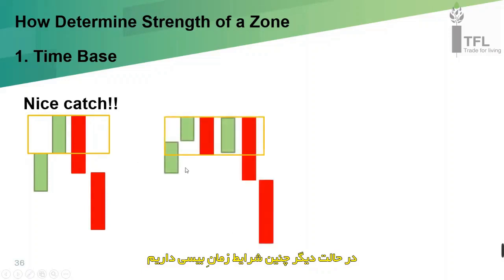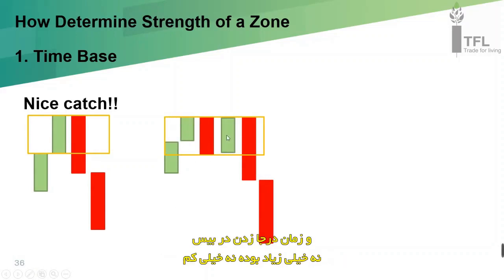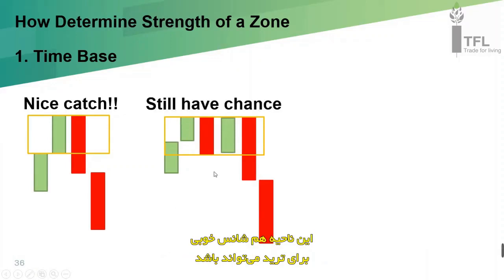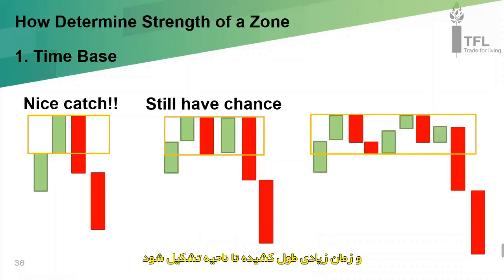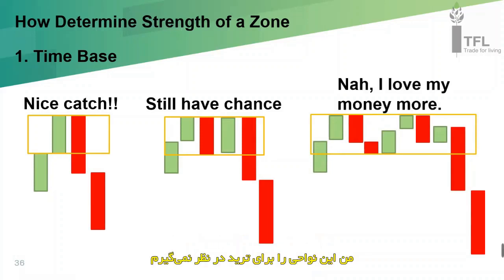Then similarly, we have this kind of time base where the price moves into a zone and creates a zone, but it does not take too long and does not take too short. So this is still possible, you still have a chance for some good trades over here. And of course, here the price moves into a very, very big range, so it takes very long to create a zone. I won't consider going into this kind of trade, because the risk is very, very high.